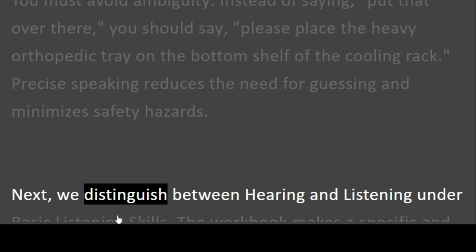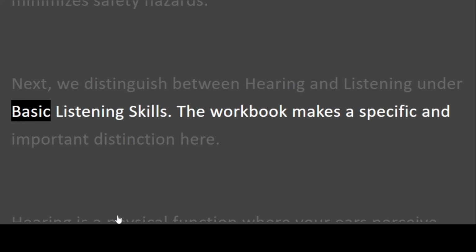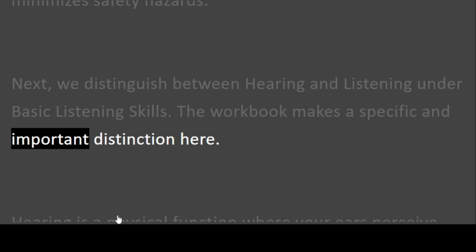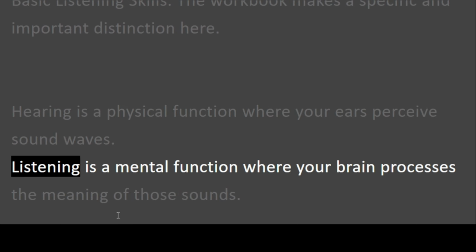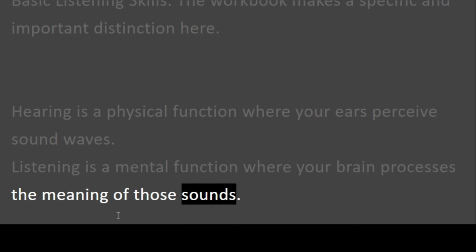Next, we distinguish between hearing and listening under basic listening skills. The workbook makes a specific and important distinction here. Hearing is a physical function where your ears perceive sound waves. Listening is a mental function where your brain processes the meaning of those sounds.